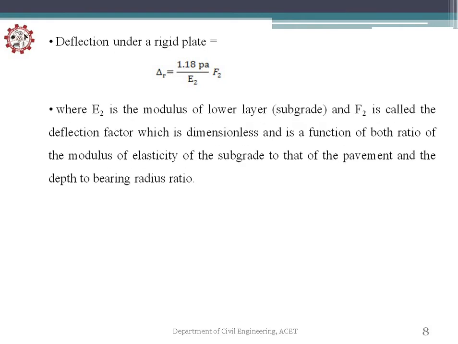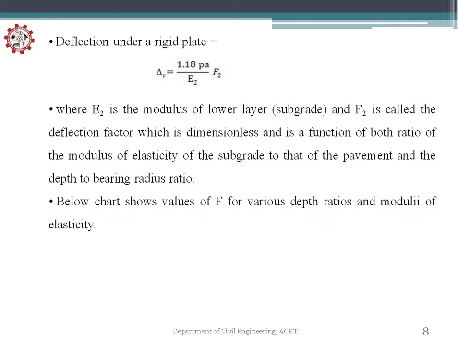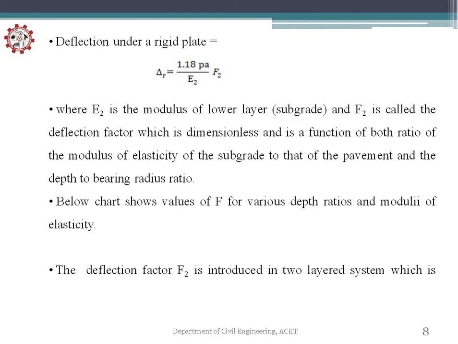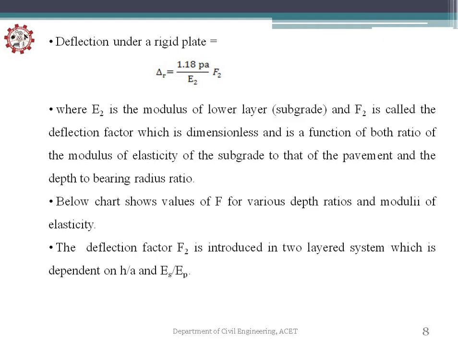Here E2 is the modulus of lower layer subgrade and F2 is called the deflection factor, which is dimensionless, and is a function of both the ratio of modulus of elasticity of the subgrade to that of the pavement and the depth to bearing radius ratio. The chart below shows values of F for various depth ratios and moduli of elasticity, and the deflection factor F2 is introduced in the two-layered system, which is dependent on H by A and ES upon EP.